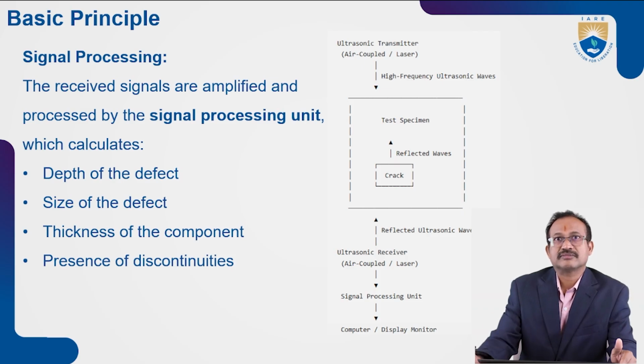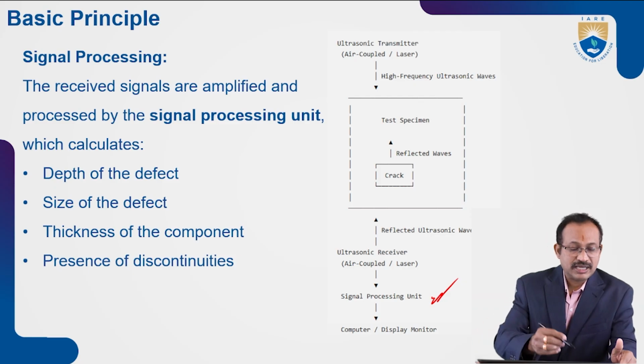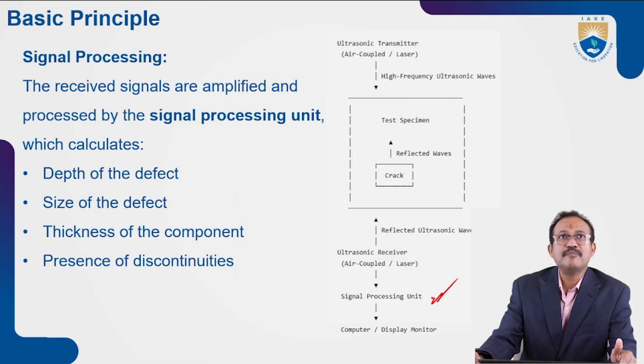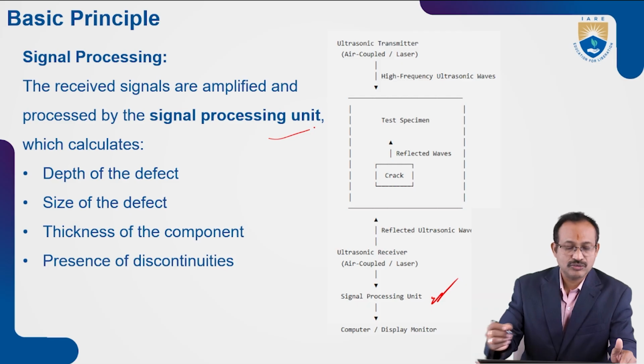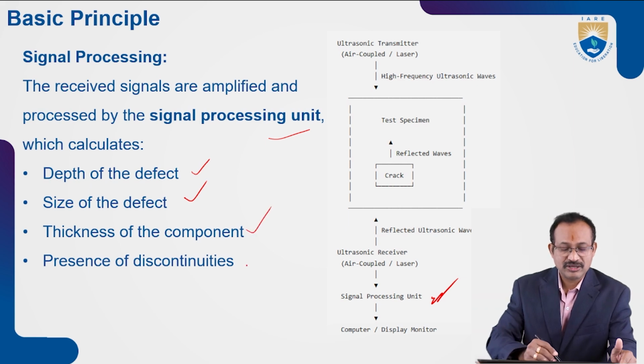Signal processing. What does the signal processing unit do? The received signals are amplified and processed by the signal processing unit, which includes depth of the defect, size of the defect, thickness of the component, presence of discontinuities.